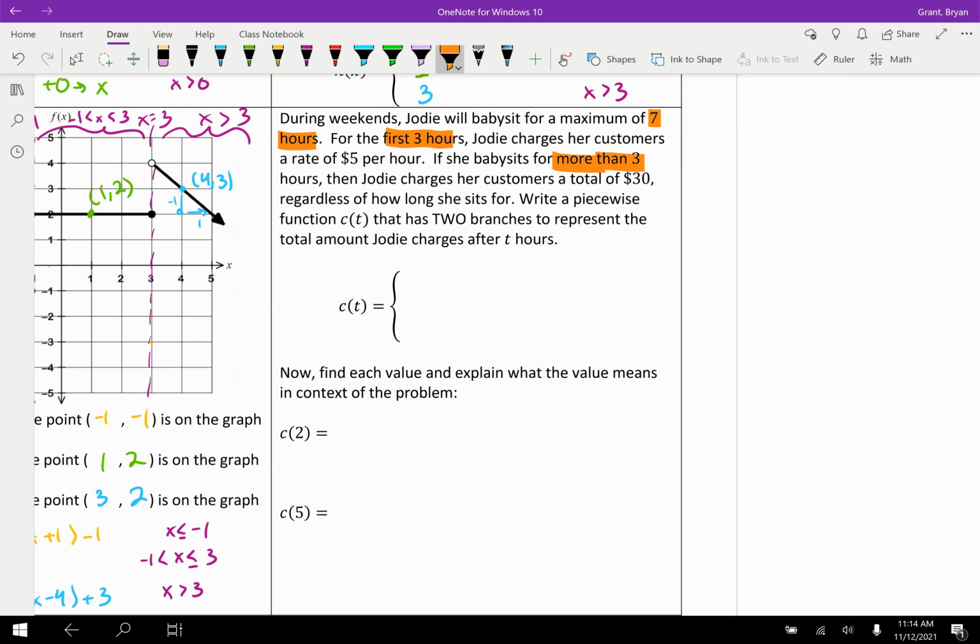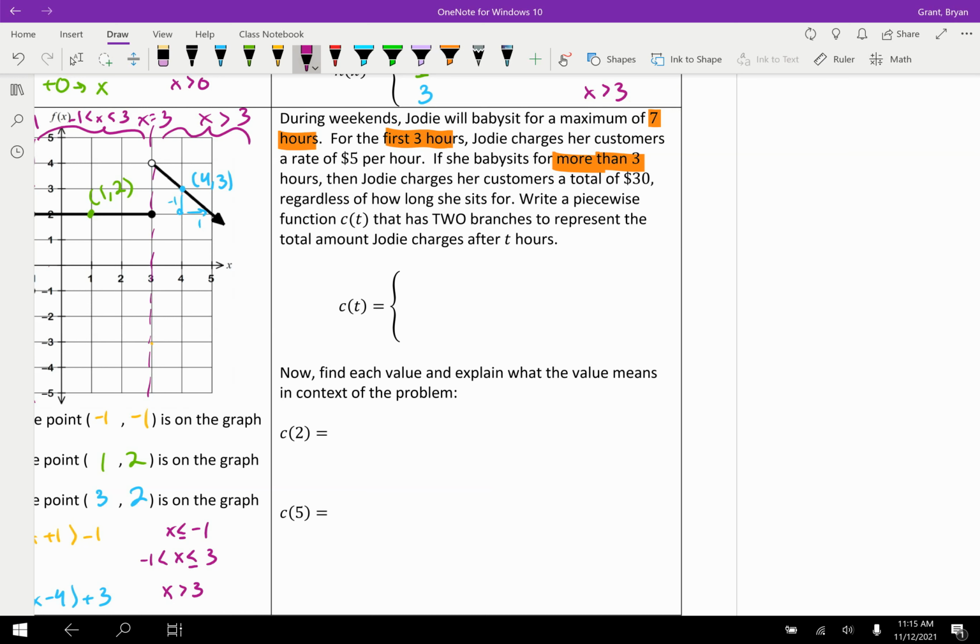Let's get that one in there too. Regardless of how long she sits for. I mean, she only sits a maximum of 7 hours. I was like, can we hire her for like 2 days and take a vacation? No, I guess not. Write a piecewise function called C of t that has 2 branches to represent the total amount Jody charges after t hours.